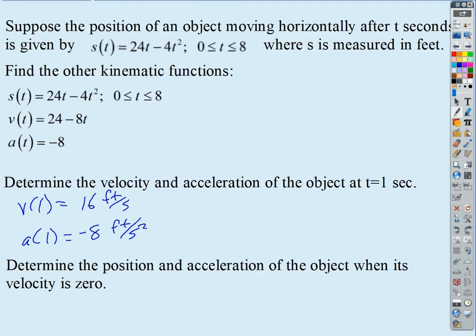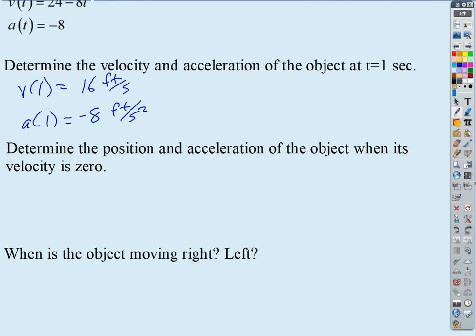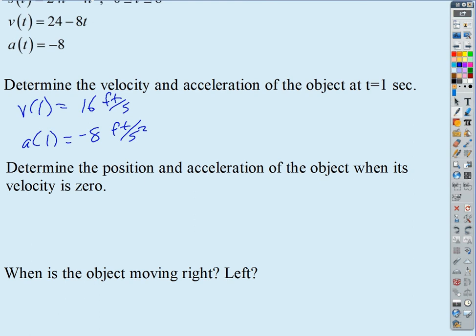Determine the position and acceleration of the object when its velocity is 0. What am I going to do there? There's some velocity, so it's equal to 0. Okay, so I'm going to set the velocity equal to 0. That's how we petition the math gods for that information. We just set up an equation, right? So the velocity function up here, I'm going to set v equal to 0.